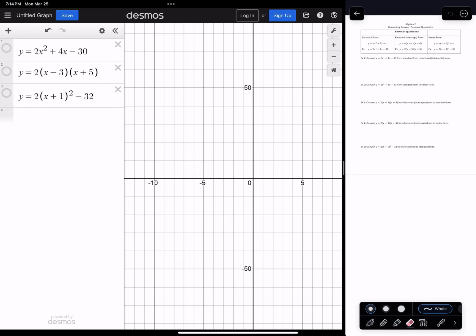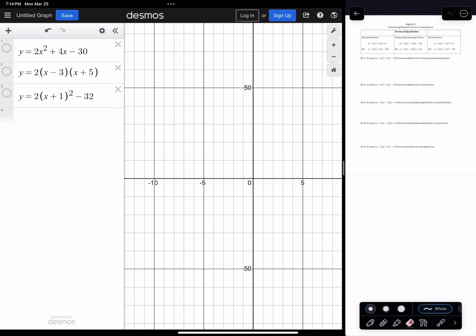And in the last box, we have vertex form, which is 2 times the quantity x plus 1 squared minus 32. And that's vertex form because that tells us a couple things about the quadratic, most importantly, the x and y coordinates of the vertex. A couple things to note.